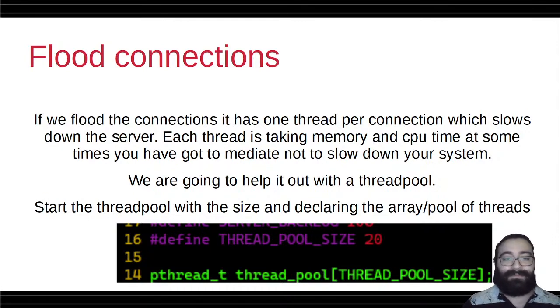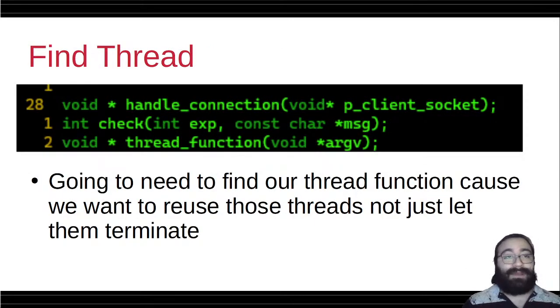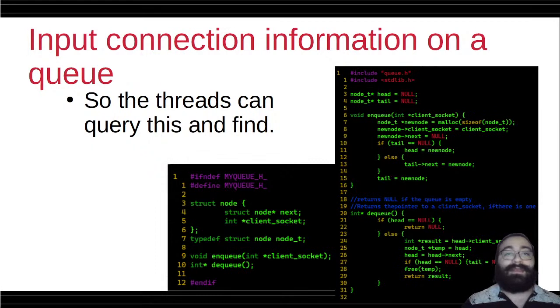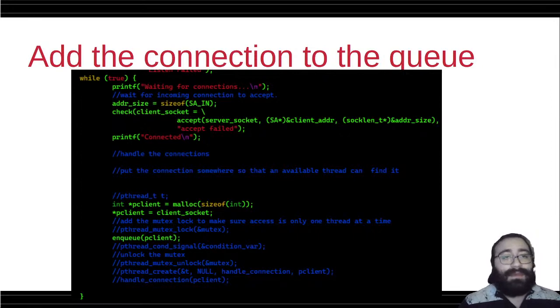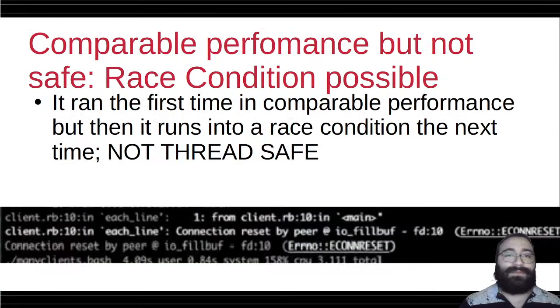Start the thread pool with the size and declare the array pool of threads. We create our threads. Then we're going to have to define our threads because we want to reuse those threads, not just let them terminate. And input connection information on a queue so the threads can query it and find work. Add the connection to the queue and maintain the thread in the loop.